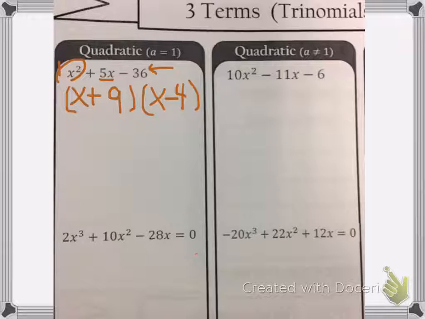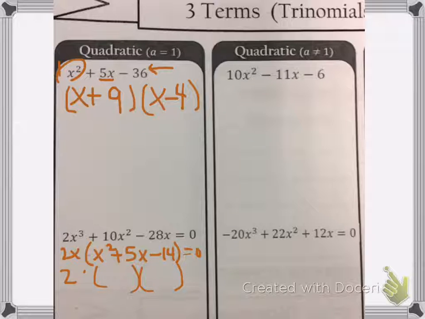Okay, same kind of thing on this next one right here, but before we can do anything here, we're going to have to take out the greatest common factor, which is a 2x. When I do that, I'm left with x squared plus 5x minus 14. And then I'm just going to factor this part right here. Two numbers that multiply to a negative 14 and add to a positive 5 would be 7 and 2 if the 7 is positive and the 2 is negative.